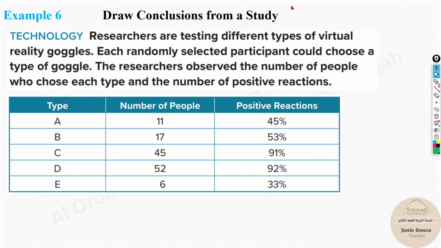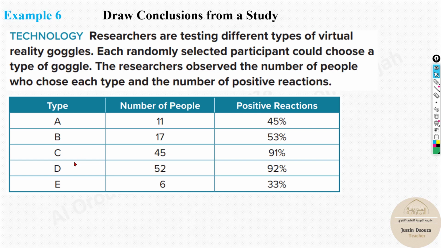Draw a conclusion from a study. Now this is the question. Researchers are testing different types of virtual reality goggles, VR goggles, and each randomly selected participant could choose a type of goggle. The researchers observe the number of people who choose each type and the number of positive reactions. Now these are the types of goggles A, B, C, D, E. The number of people observed are 11, 17, 45, 52, 60. And these are the positive reactions: 45%, 93%, 53%, 91%, 92%, and 33%.